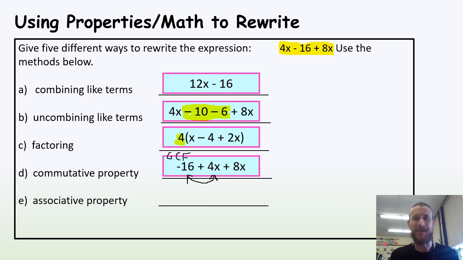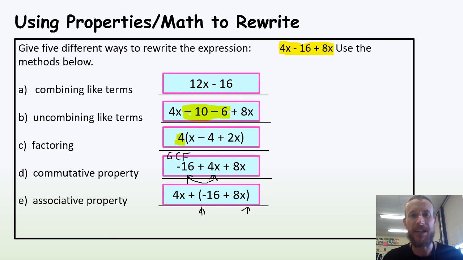And finally, the associative property. Associative property means to group. All I've done here is put a grouping symbol, parentheses, around the last two terms, which says let's add those first rather than adding in the order given. Please think about these 5 different ways of rewriting the expression. See if they make sense to you, and stop the video if necessary.